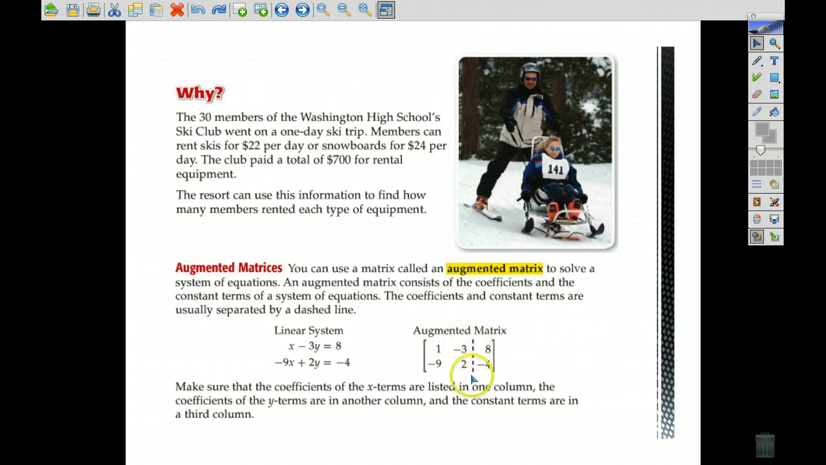Make sure the coefficients of the x terms are listed in one column. These are the x's. The coefficients of the y terms are in another column. These are the y's. And the constant terms are in a third column. Here's the constants.